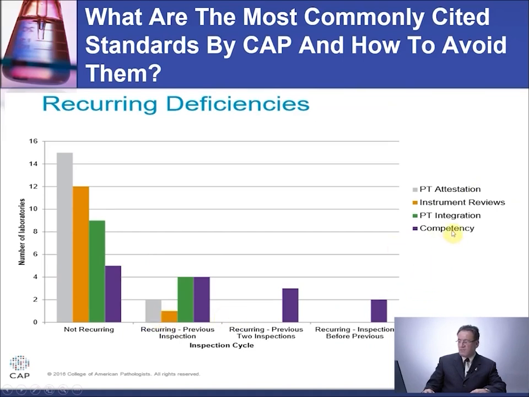But look at the competency, for example, the one we're going to start talking about. It's the number one citation for CAB. It was detected or cited on the initial inspection, then on the recurring, and it's still there. It does not go away. That means some labs get cited for the competency over and over and over. That's how serious it is.